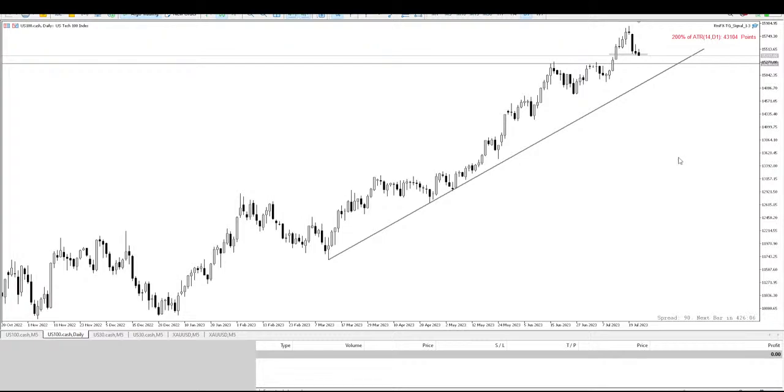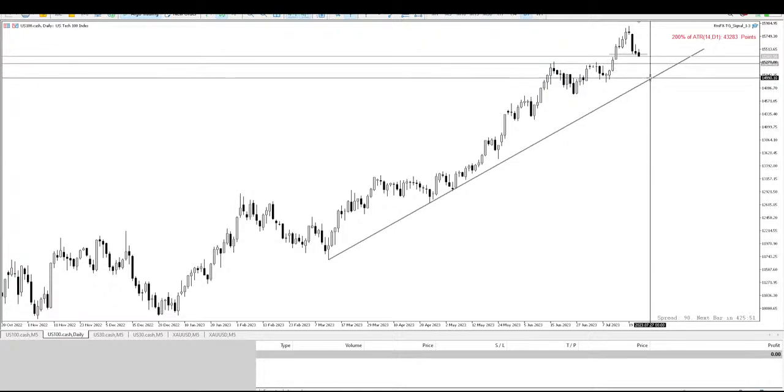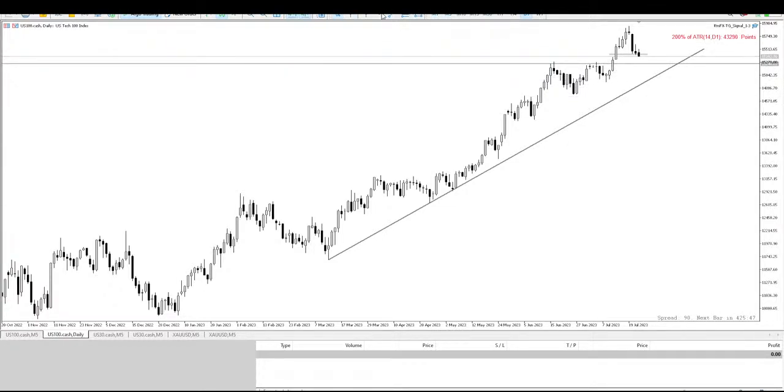Okay, so we're looking at NAS. It looks like price will probably come down to this level here, what is this, 15,255. But knowing NAS, it may push through and then come test this trend line maybe. So that's the level we'll be looking at.